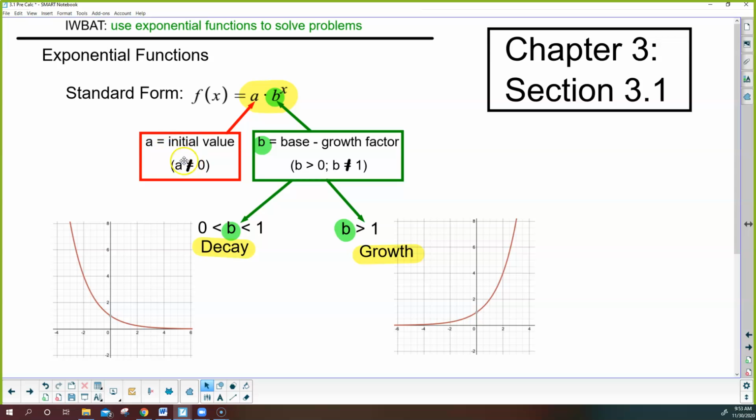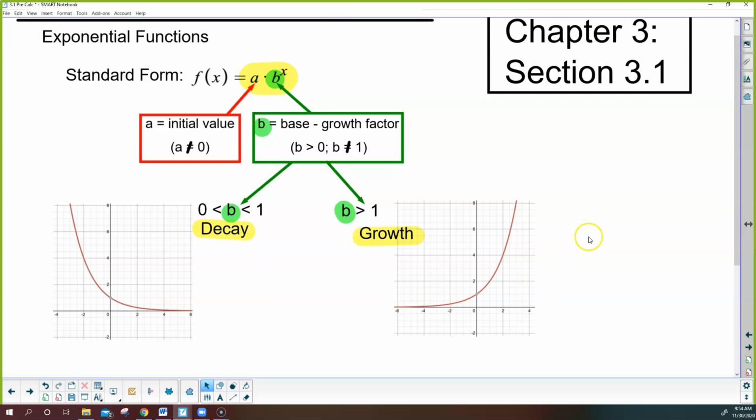Notice a couple things. Your initial value cannot be 0. You can't start with $0 and then all of a sudden gain more money over time, because you have to have an initial amount that's more than 0 for it to be able to grow. Your B value has to be larger than 0, so we don't put a negative value in there. And then B can't be 1. If B is 1, that means you're not growing at all, because 1 to the power of anything is always going to be 1, so you're going to have a straight line.